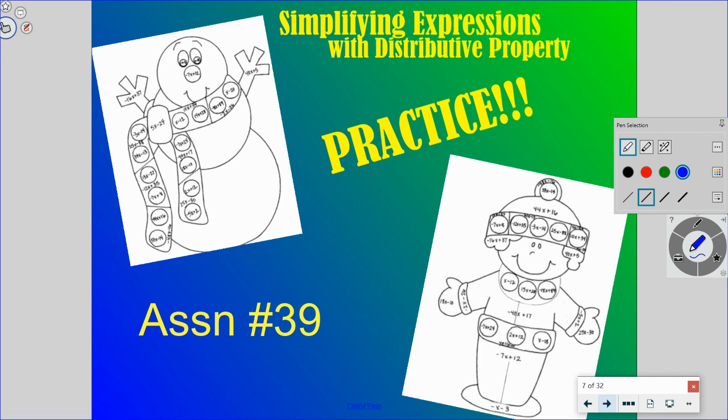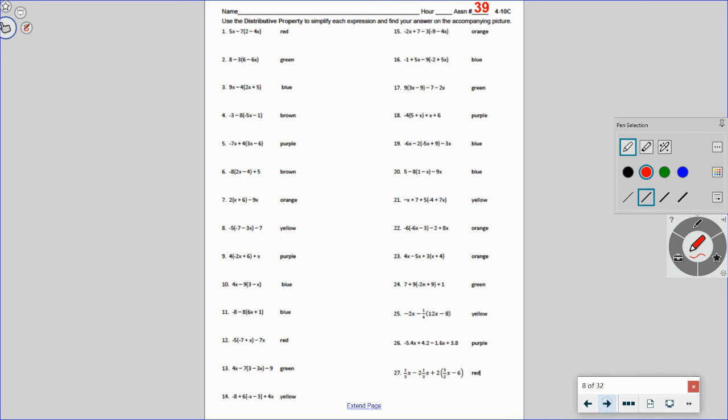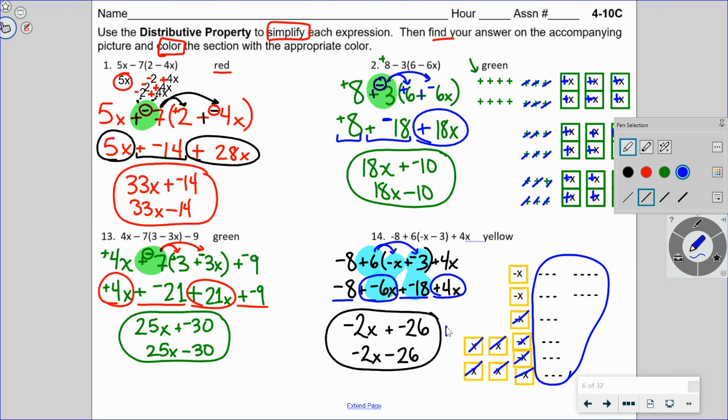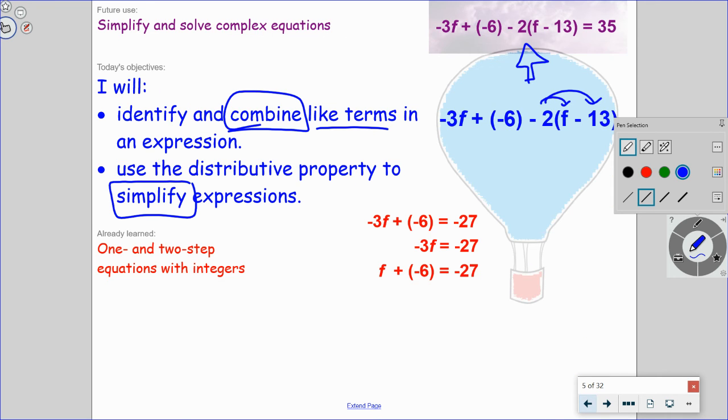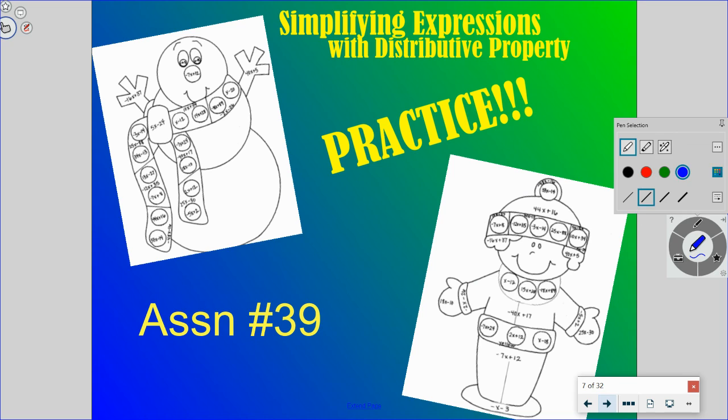So you may pick either the snowman or the kid dressed up in snow gear to color and to check. Every single one of these, after you complete the problem, it's going to give you a color. And if you don't find your answer, for instance, if I did not find negative 2x minus 26, then I'm going to have to go back and see if I can fix it up. That being said, negative 2x minus 26, I can see it.